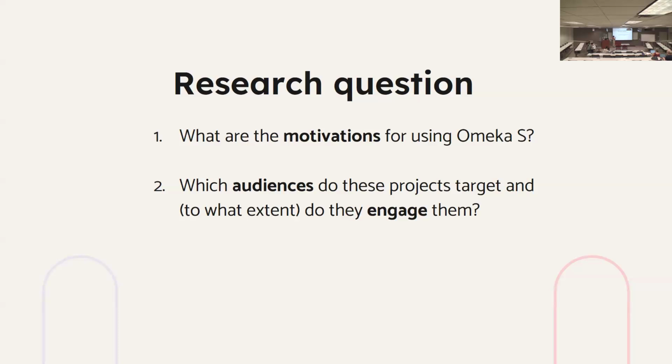And then I will try to answer the question, which audiences do this project target and to what extent do they engage them? And with this research question, I want to add to the debates that are going on in the digital public history field, where we need to evaluate and reflect on the practices that we do, include audiences, and so with this, I want to see the outputs of Omeka S projects. Which audiences are they including? Are they targeting? And how are they engaging them?